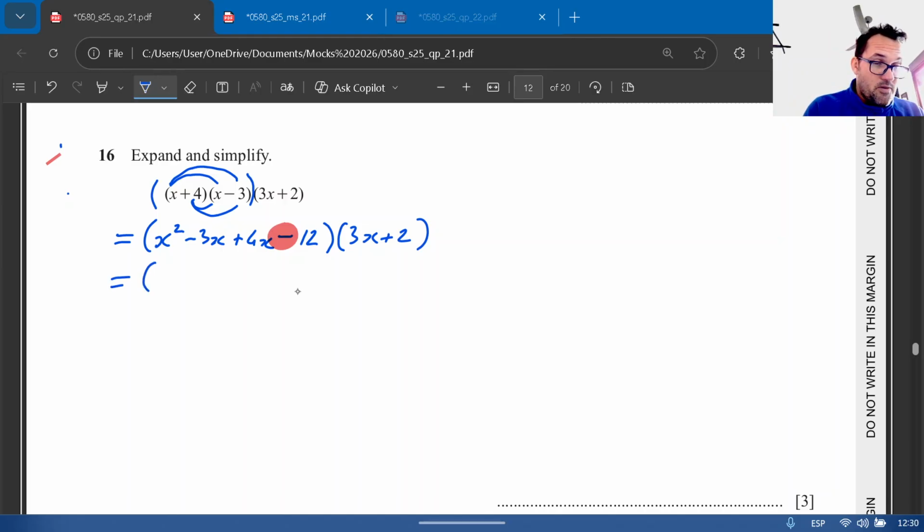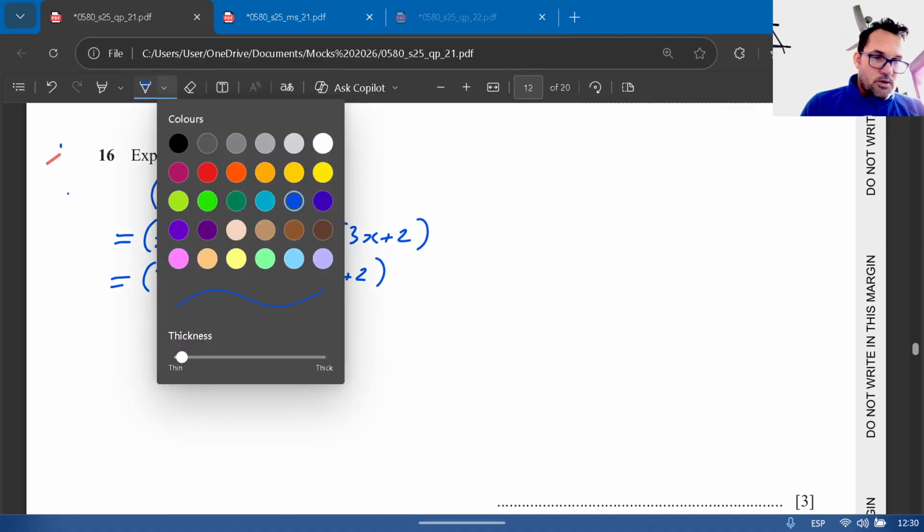I'm just going to simplify this bracket. The x squared stays an x squared. Minus 3 plus 4, or 4 minus 3 is 1x, or just x. You can put a 1 in there if you don't want to get confused. And then the minus 12 is also there. Okay, now the 3x plus 2, its time has come.